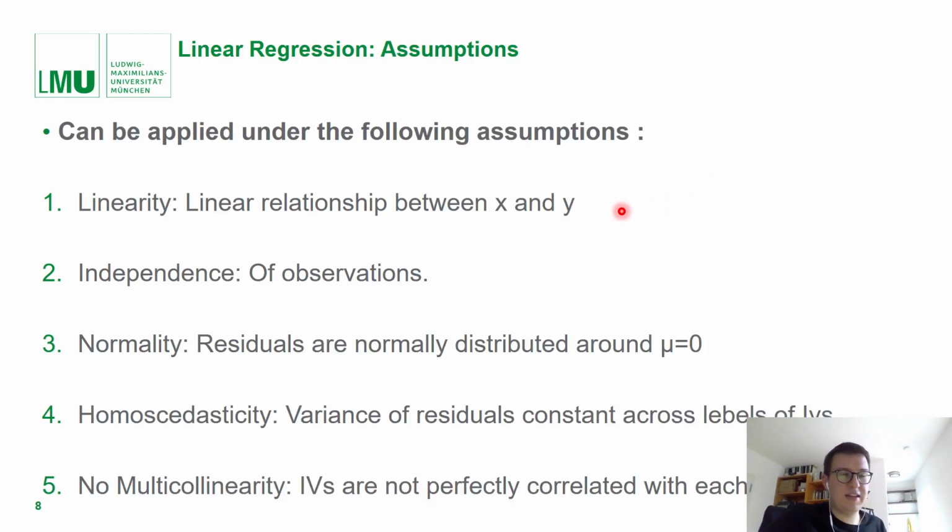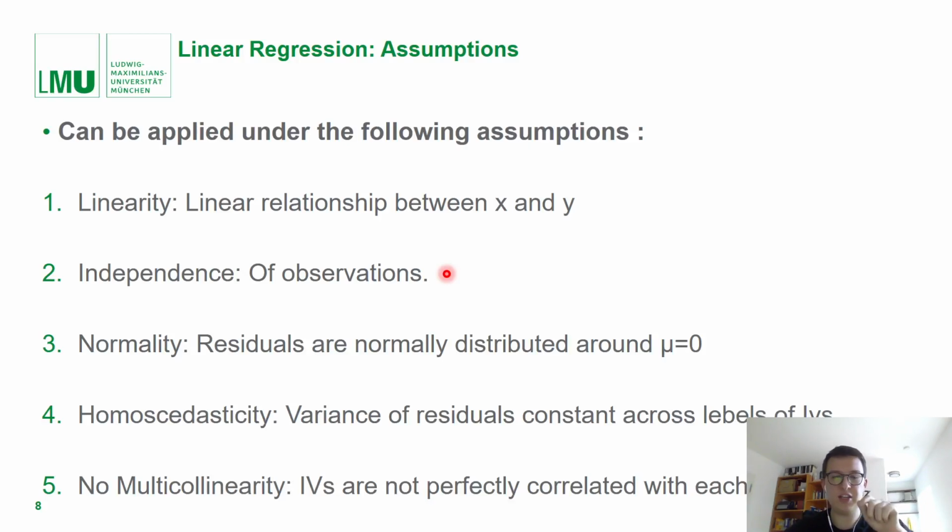So the first is linearity. It's obviously called a linear regression. So what we need to assume is a linear relationship between x and y, so our independent and our dependent variables. It means if this relationship is not linear, if we assume it to be, for example, in a logistic form, we know that linear regression is not the right model to choose here. Then the second assumption is the independence, and more specifically the independence of observations.